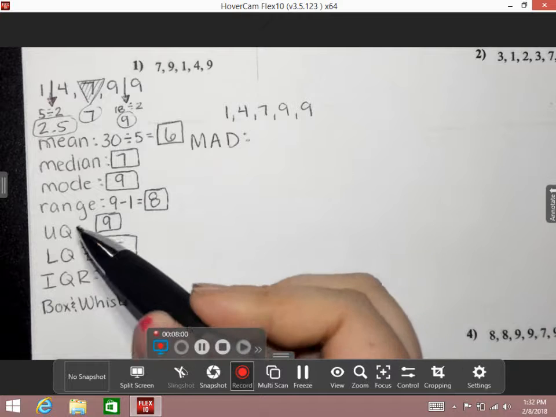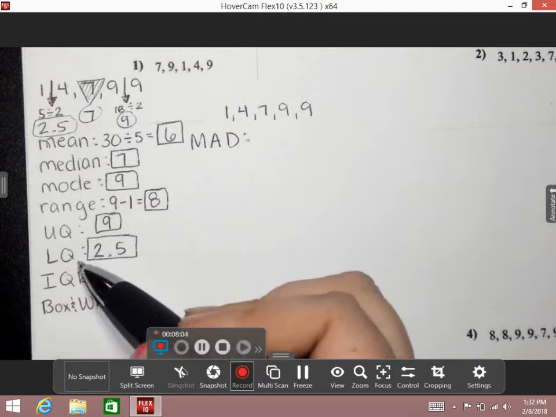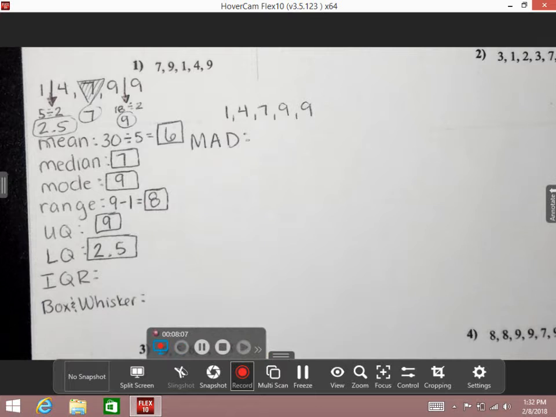All right, so make sure, guys, now I apologize, I did this backwards right here. So make sure we have our upper quartile is 9 because my upper should be bigger. My lower quartile is 2.5. Make sure we put that in the right order. All right, Luis? Yes, absolutely. Luis, how do we find our interquartile range?